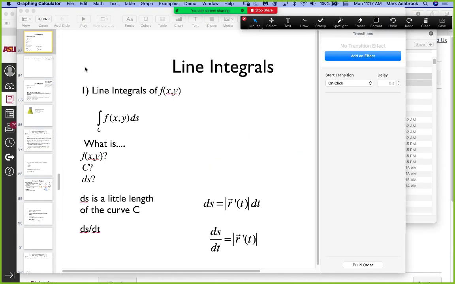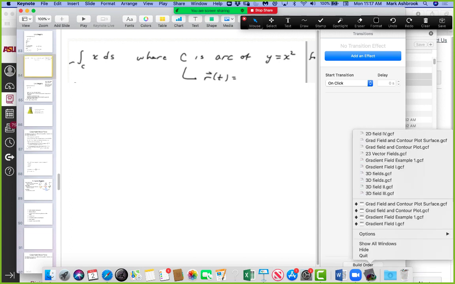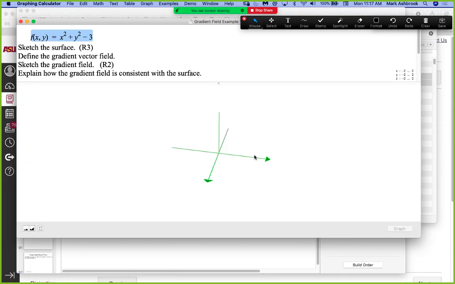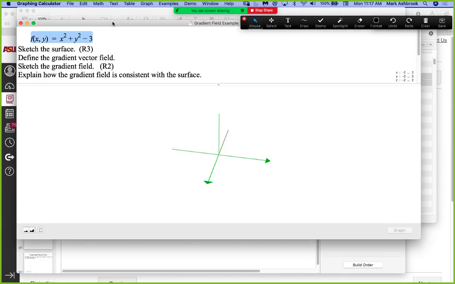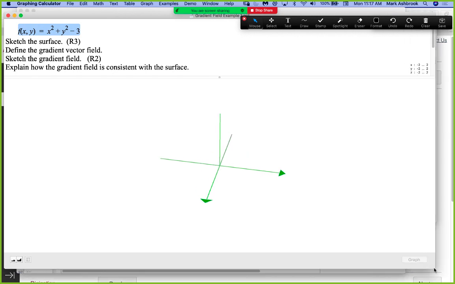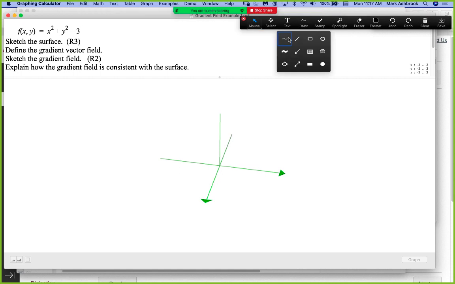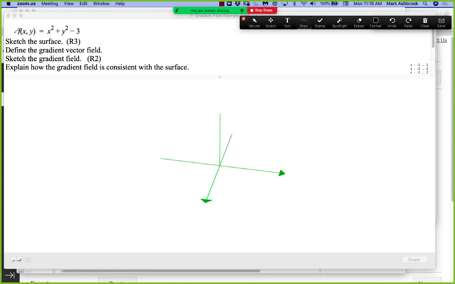Let's see here. All right, so let's work through this. Let's sketch the surface. This is the one we were just looking at: x squared plus y squared minus 3. Can you sketch that surface? What kind of surface is that? Wouldn't it be a cylinder? Okay, I got one vote for cylinder. Agree with that? It's a paraboloid.